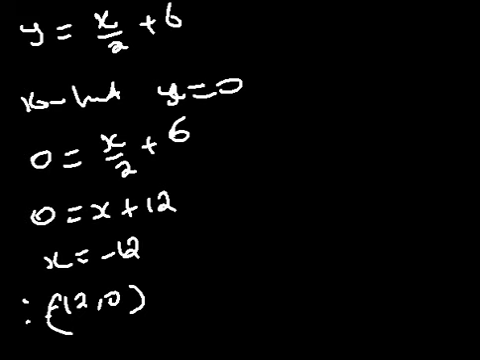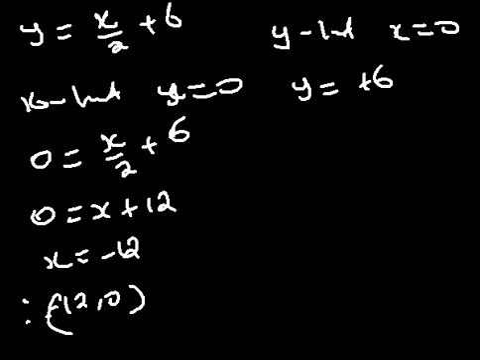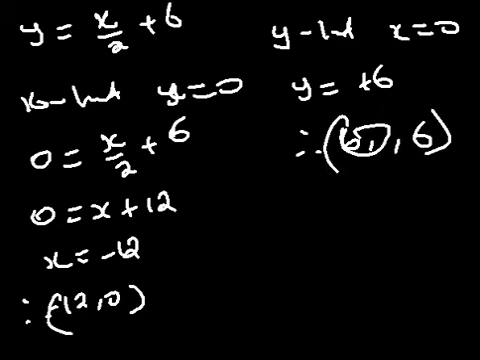And now we go for the y-intercept, where x is given as 0. So y is equal to positive 6. So that is the y-intercept, where as a point we'll have it as 0, comma 6. So that is the point.